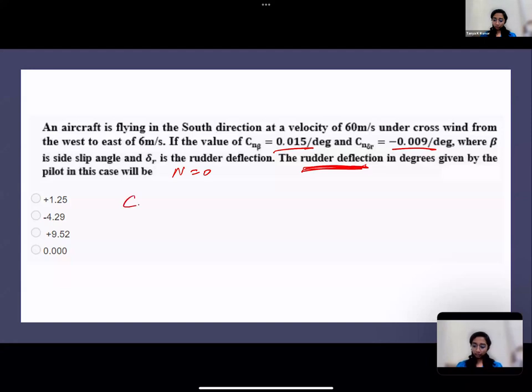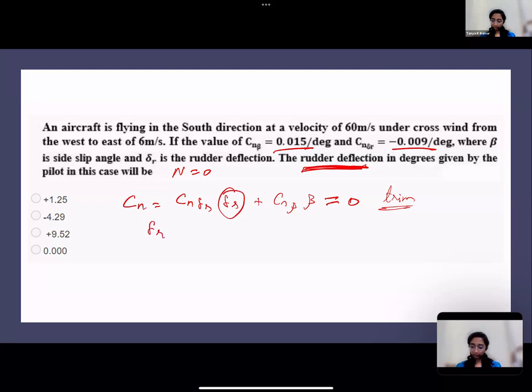So the equation for Cn is Cn delta R into delta R, the control surface, plus Cn beta into beta. Now this has to go to 0. So they've asked you what is the rudder deflection so that this equation goes to 0, so that the yawing moment becomes 0. What is that? Trim. At trim, Cn becomes 0. So they've asked you what is the rudder deflection so that your Cn, or N, that moment is trimmed, the moment goes to 0. This is what you need to find out.